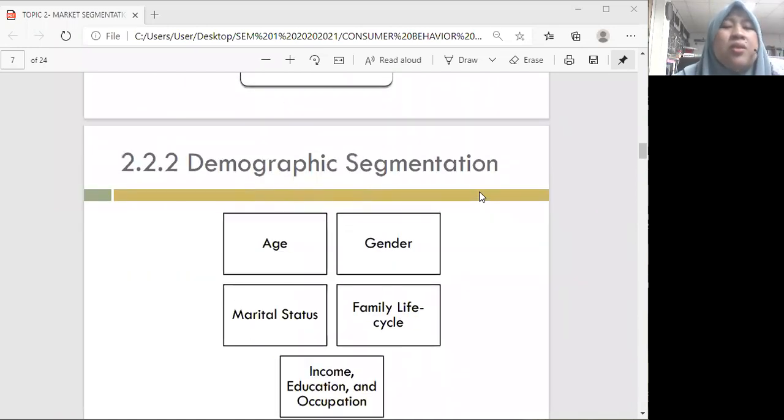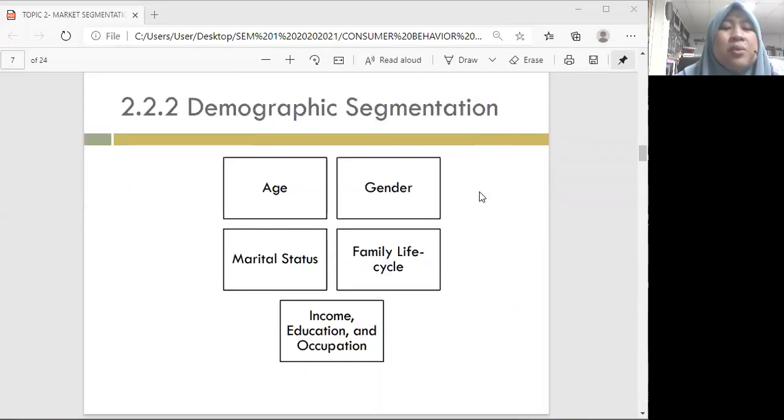Okay, so the first thing is demographic segmentation. This is the element under demographic segmentation. We do have age, umur lah. Gender is about jantina. Marital status is status perkahwinan. And then we have family life cycle, whether you are single, married, divorced, or separated, or together, husband and wife all together.